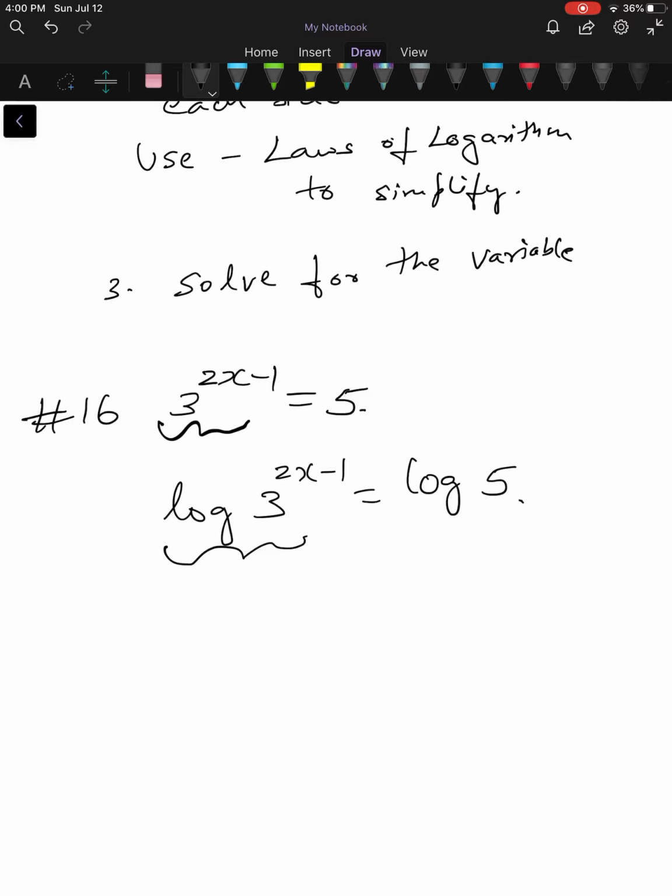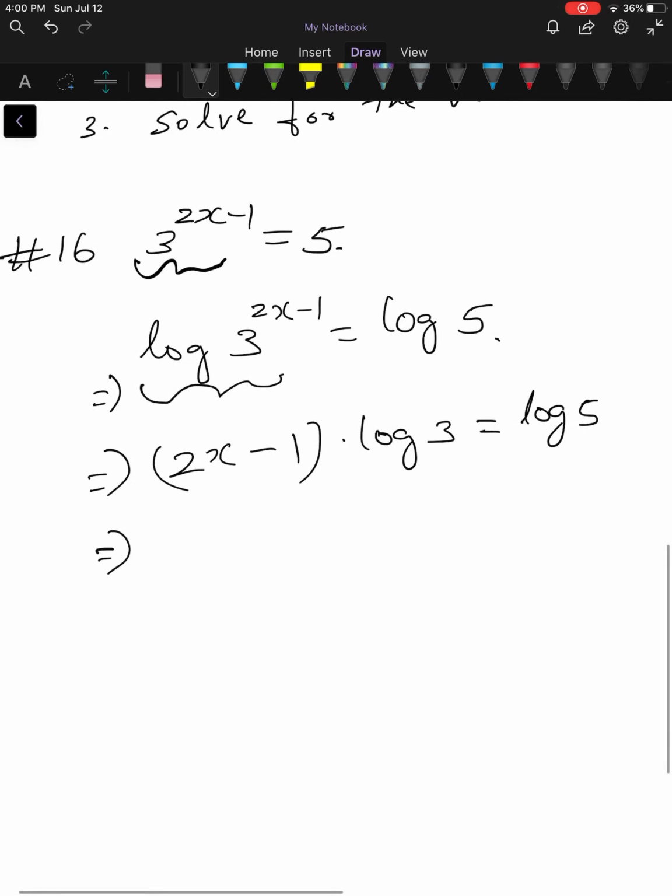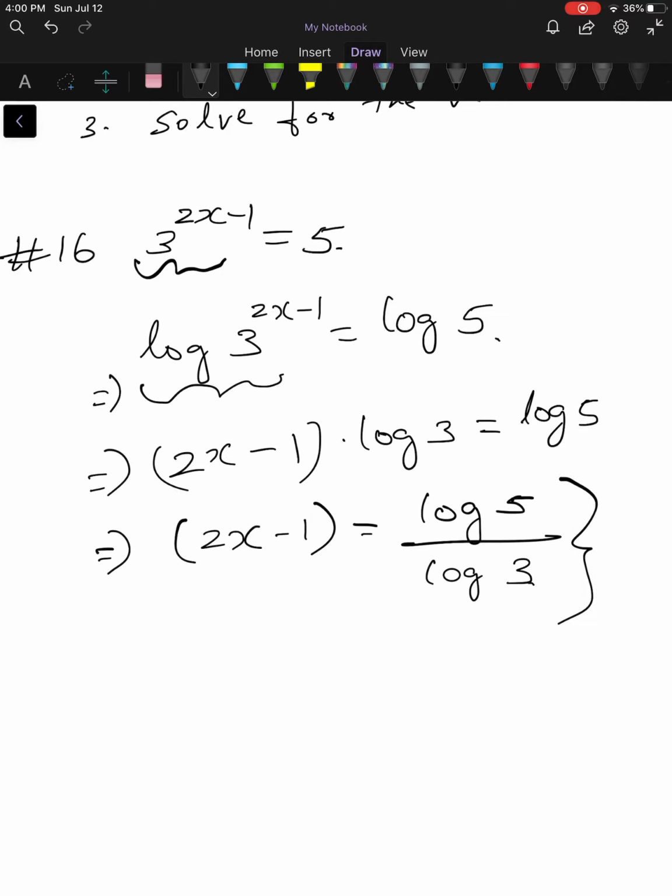Okay, so now you can apply the laws of logarithm for this. That is, you can bring down the power and multiply it along with log 3, right? I do not exactly remember which is the property. I think it is property number 3 or law number 3. So if you apply law number 3, it would be 2x minus 1 times log 3 is equal to log 5.